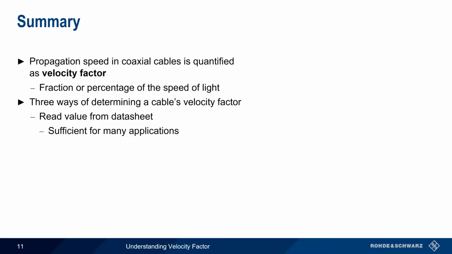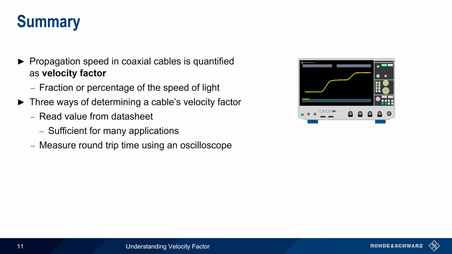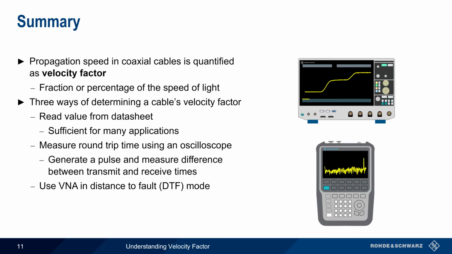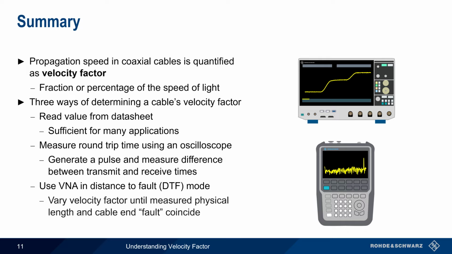One way of measuring velocity factor is using an oscilloscope to measure round-trip time in a cable of known or measured physical length. This involves generating a pulse and then measuring the difference between the transmit and receive times when the pulse is returned from the end of an unterminated cable. Another common method is using a vector network analyzer, or VNA, in distance to fault mode. Here, the unterminated end of the cable will appear as a large fault, and velocity factor is then varied until the measured physical length and the DTF measured fault at the end of the cable coincide.